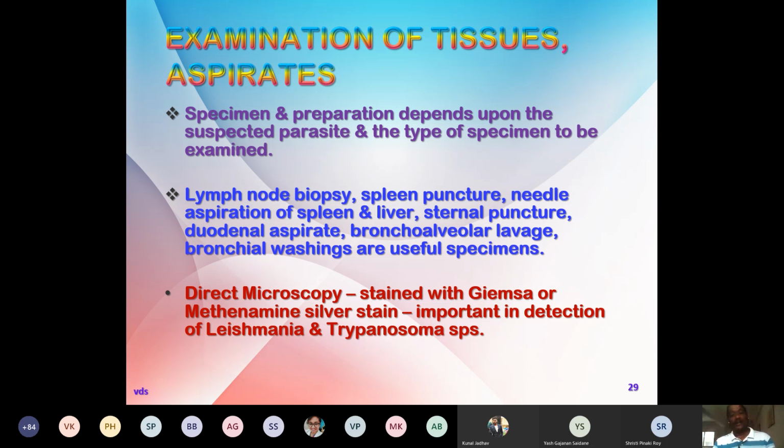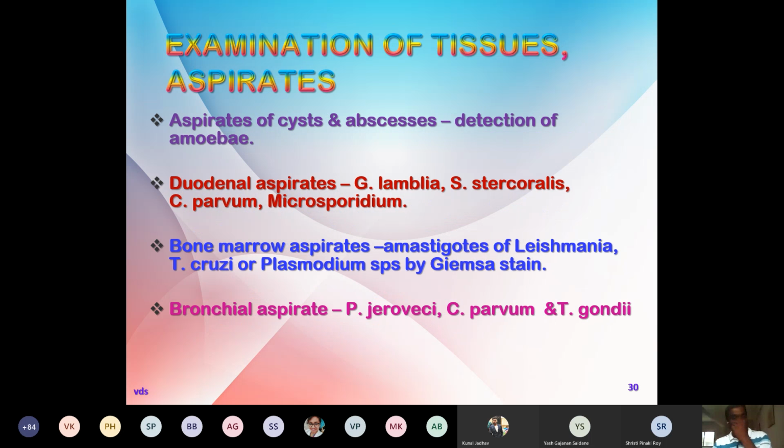Now, how do we suspect these cases? For example, what specimen is to be collected in a particular infection? Aspirates of cysts and abscesses are done for detection of amoebae. Duodenal aspirate for Giardia lamblia, Strongyloides stercoralis, Cryptosporidium parvum, Microsporidium.